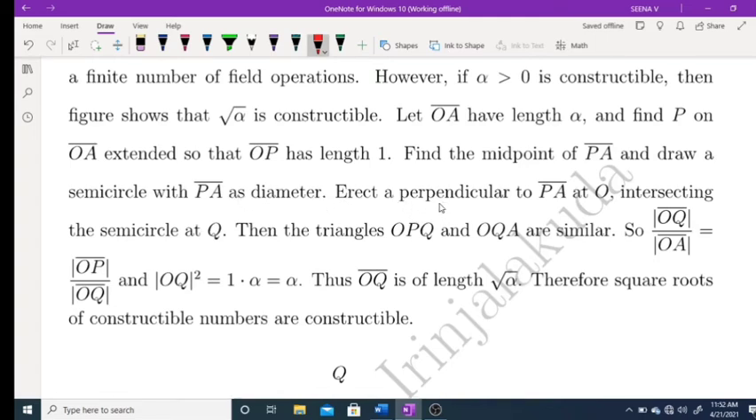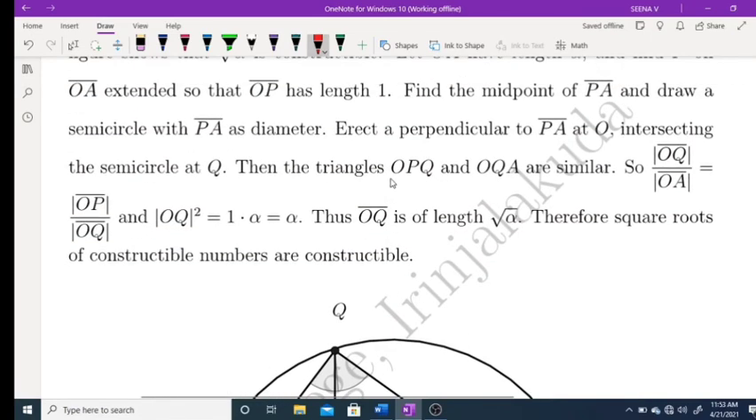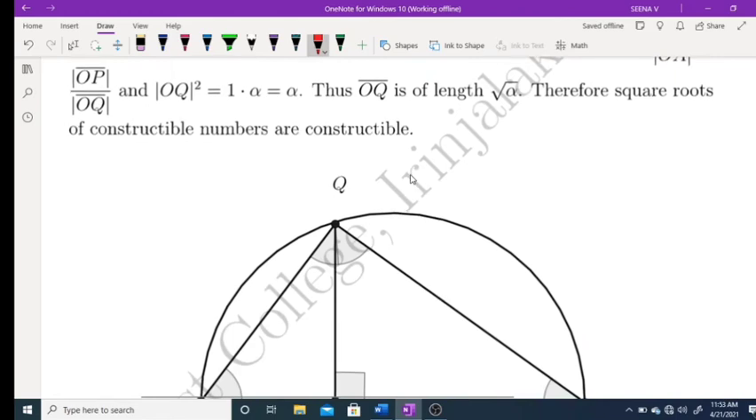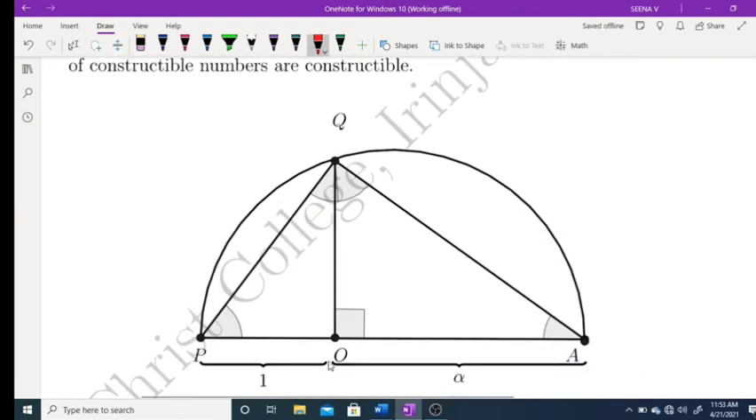Now erect a perpendicular to PA at O. So we draw a semicircle, and now at O we draw a perpendicular, and it meets the semicircle at Q. Then the triangles OPQ and OQA are similar.